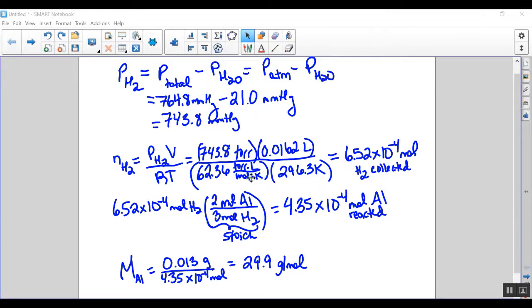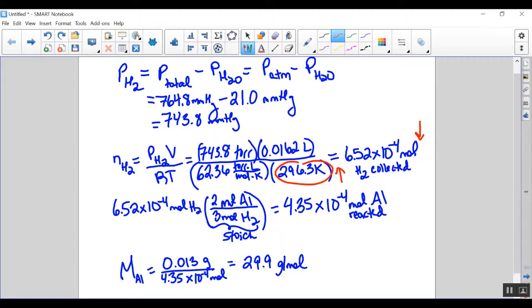The next source of error talks about temperature. So if the temperature was actually higher than what you recorded, so here's where temperature is. A higher temperature, since it's in the denominator, would result in a lower moles. A lower moles of H2 collected would mean a lower moles of Al had reacted, and that would be a lower number in my denominator. And then if I'm dividing by a lower number, that would mean my molar mass would have been increased had I used that higher temperature.